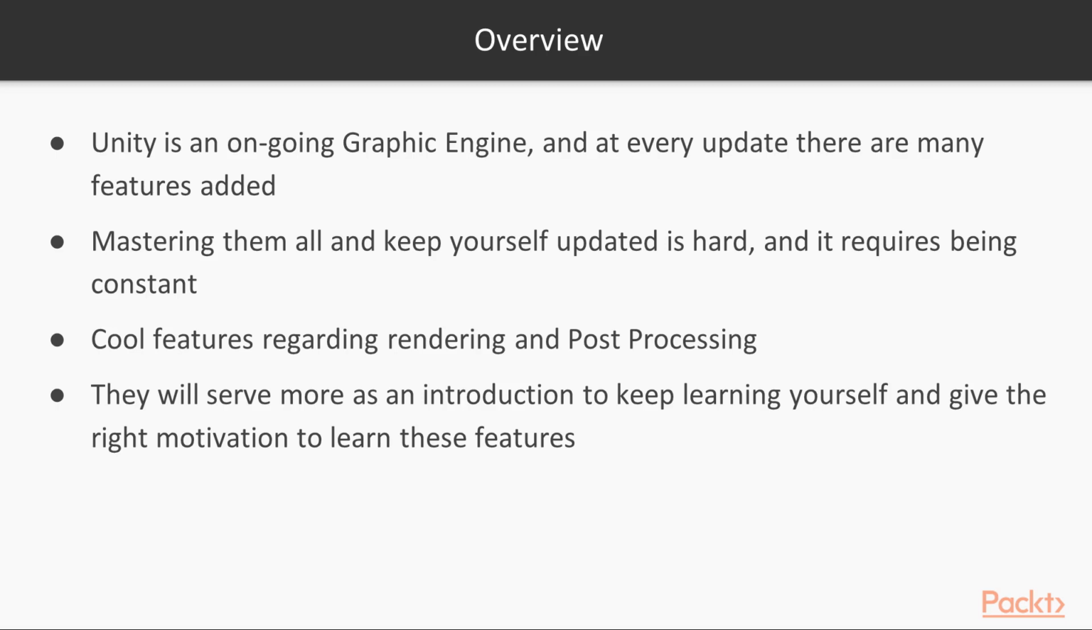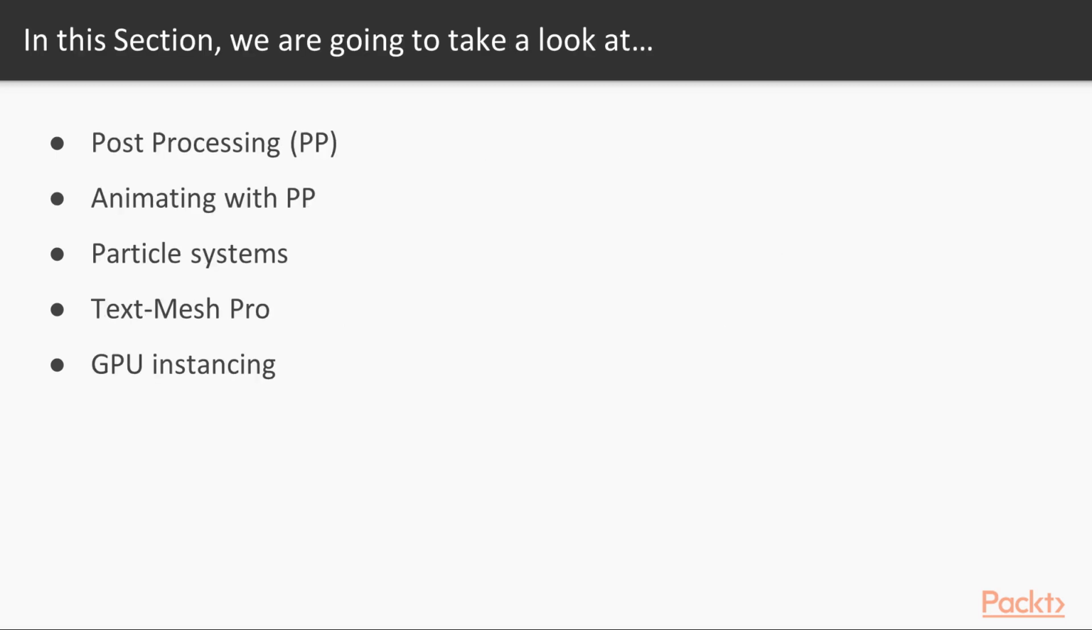As you know, Unity is an ongoing graphics engine, and it has thousands of features. Some of them are really big, such as Tilemap, Shader Graph, and so on, and some are smaller. Keeping up with all these constantly updated features is really hard, and it requires being constant. So, in this section, we are going to see some features regarding rendering and in particular post-processing. Since we cannot go deep into all of them, since each would require a video course per se, I would like to do more of an introduction to these features, as a motivation to keep learning by yourself and finally work on your own.